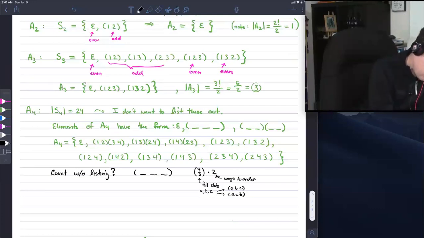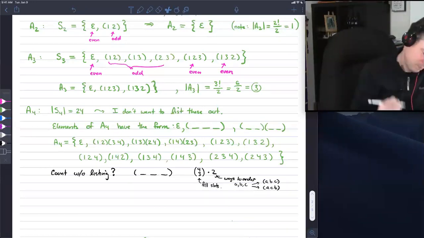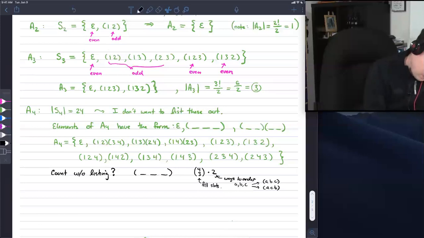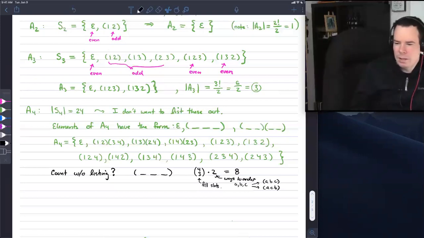Maybe I should have slid this over because that was really the argument for the ways to order. And that tells me that there are 8 3 cycles. 4 choose 3 is 4, and 4 times 2 is 8. So that's one way to do it.